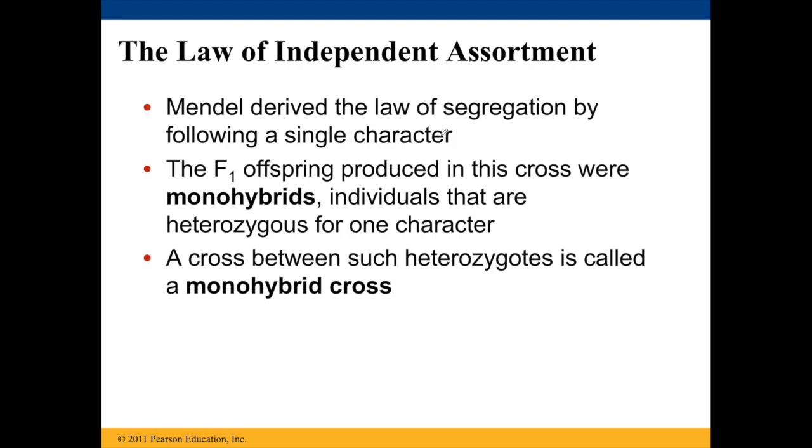He started by taking two plants that were different at one character, one gene. So for example, you had a purple flower plant and a white flower plant, but everything else was exactly the same.